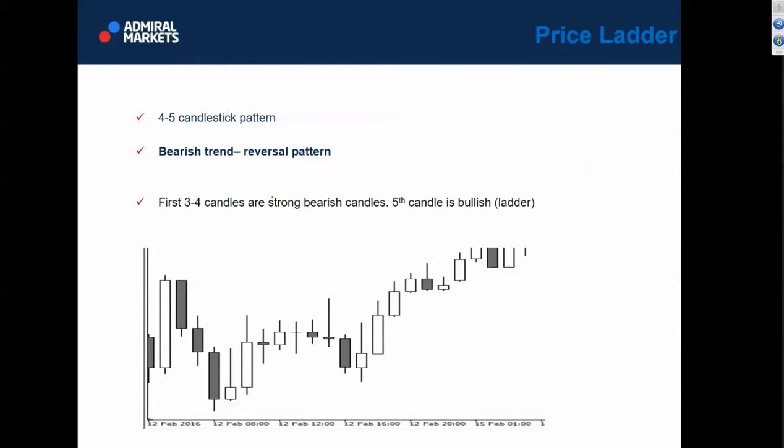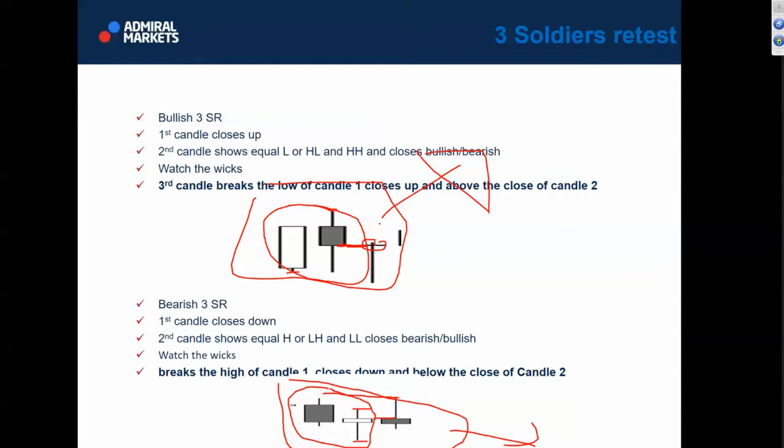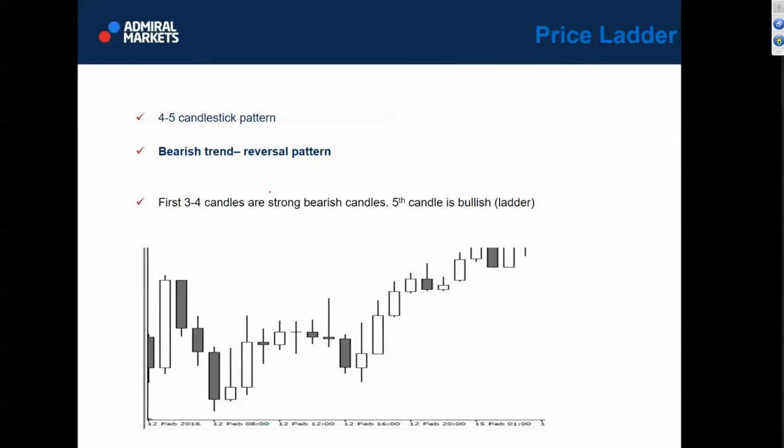And price ladder, this is often a neglected pattern, but a lot of traders think it's not important. I personally think it's important. I'm sure that at least 90% of you have seen this pattern at least once in your lifetime. Because price ladder is a 4 or 5 candlestick pattern. It's preceded by a bearish trend, and it's a reversal pattern, guys. So here we have a breakout pattern, a continuation pattern, and a reversal pattern. I have collected 3 new patterns to show you, and it's important that you learn this, that it gets in your head, because this is where most traders fail.